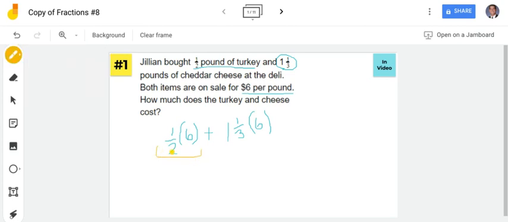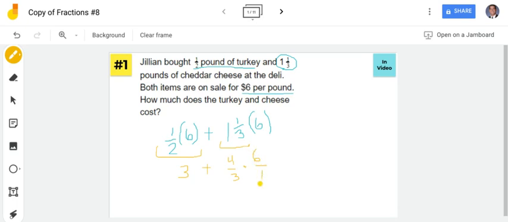What's 1/2 of 6? 3, right? So it's $3 for the turkey. And over here I have 1 1/3 times 6. Because we're multiplying using a mixed number, let's make this improper by using the C method. So 3 times 1 is 3, plus 1 is 4. Okay, so 1 1/3 is the same thing as 4/3, right? And I'm multiplying this by 6. So I'm going to multiply by 6 over 1.